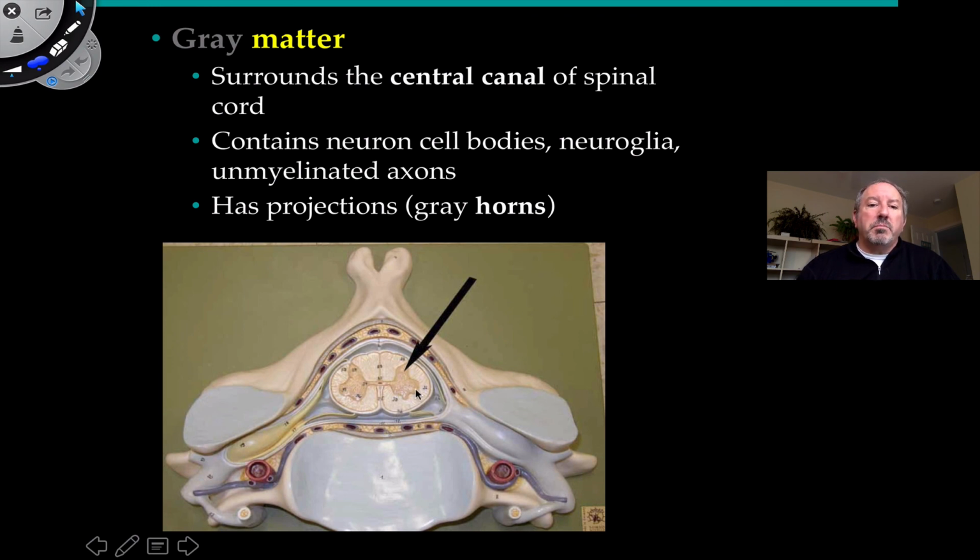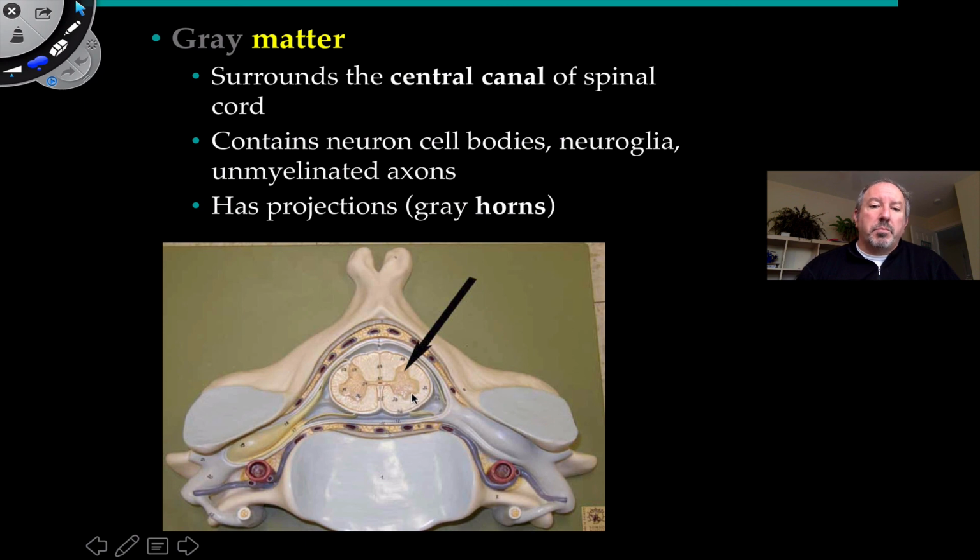So the gray matter, as you can see here, which is actually colored in brown in this model, surrounds the central canal of the spinal cord, which is this little hole right there. And inside, the gray matter contains the cell bodies and also the neuroglia cell nuclei as well. Okay, and so it's gray in color, and it has projections.